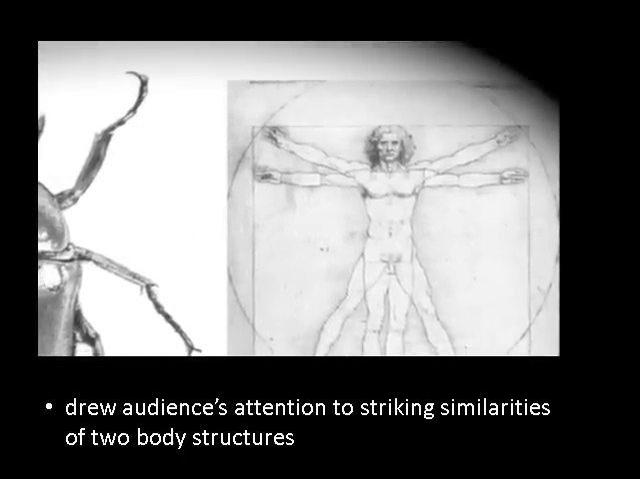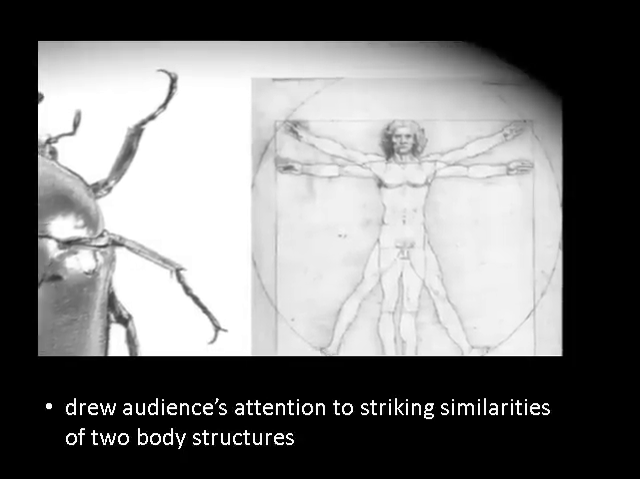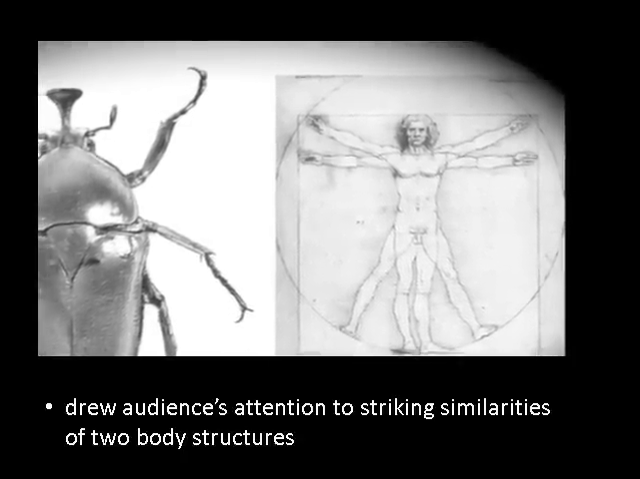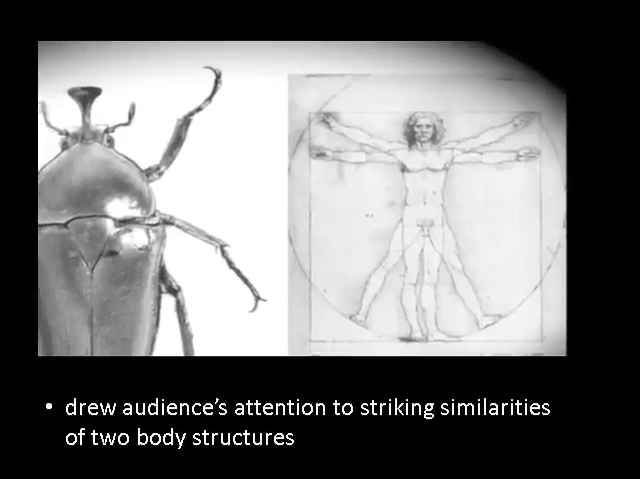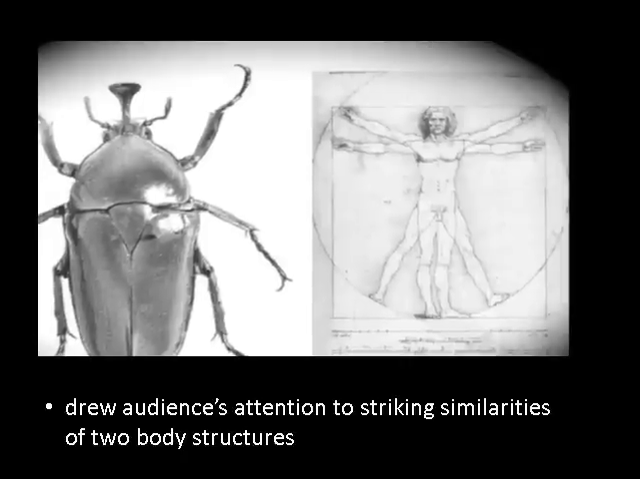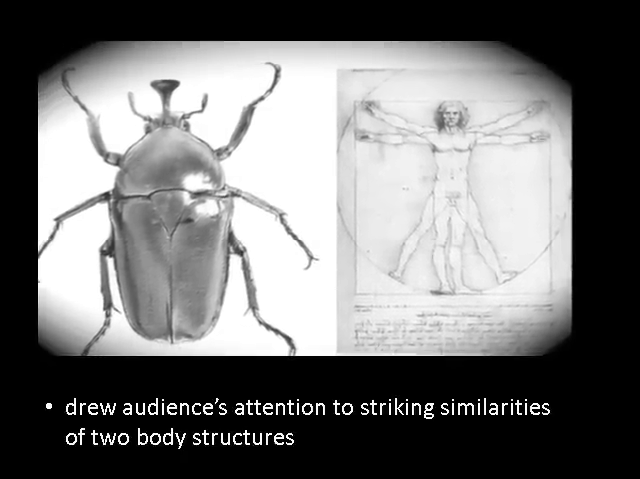Further, Ping juxtaposed a drawing of human scale by Da Vinci and an image of a body of a beetle, while zooming on the image of human scale, then gradually moving to that of a beetle. She drew audiences' attention to their striking similarities of two body structures, which was the point she wanted to convey.